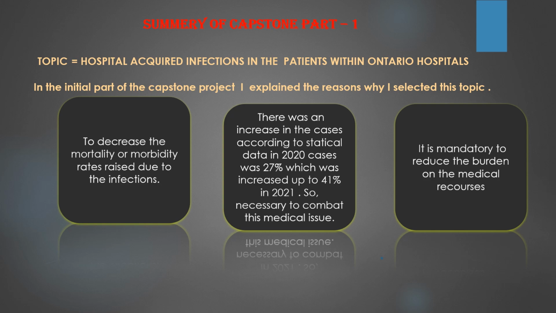The reasons are that, as we know very well, working in healthcare teams, hospital acquired infections are increasing day by day. These kinds of infection continuously increase the mortality and morbidity rates. So to decrease the mortality and morbidity rates, I chose this topic. Furthermore, statistical data shows there was an increase in the cases of hospital acquired infection, which increased from 27% to 41% in 2021.